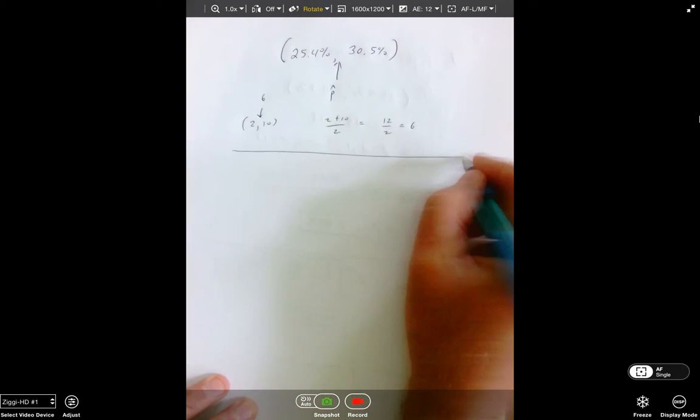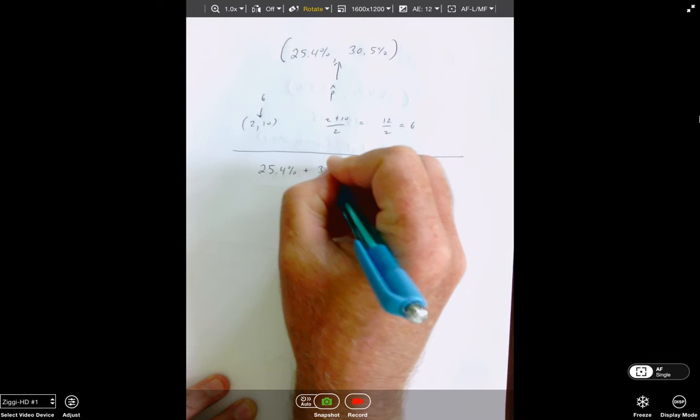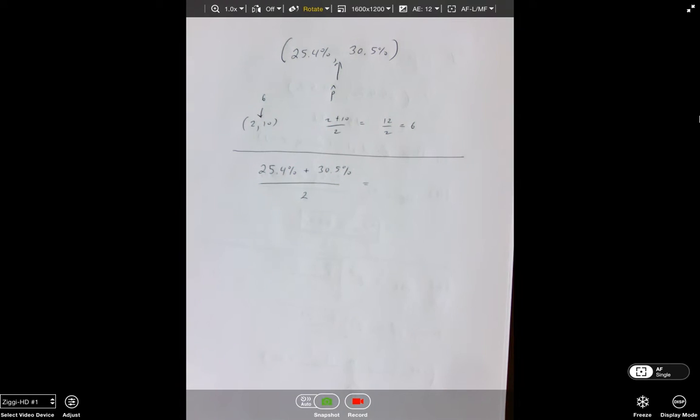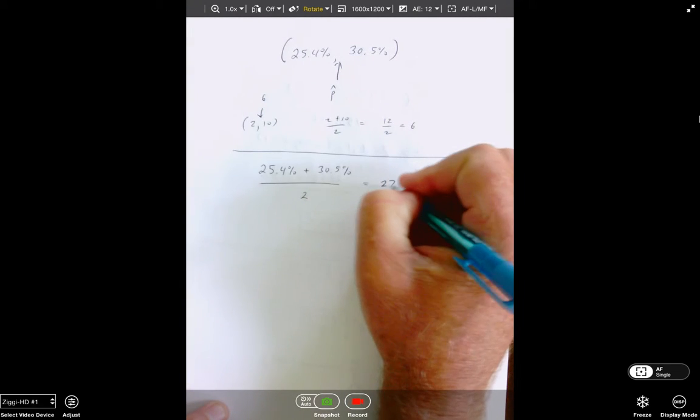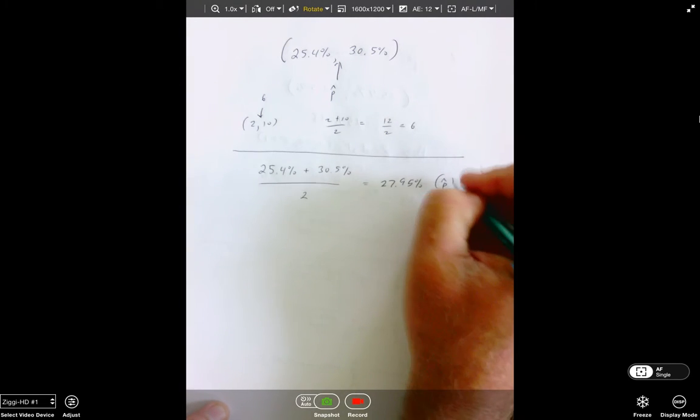So guys, the easiest way to find the center is to take the 2, add them together, divide by 2, not to be confused with the margin of error. The margin of error is trying to find the difference between the center and each endpoint. This is trying to find the value that's smack dab in the center. And you'll see when you do that, you get 27.95%, which is precisely p hat.